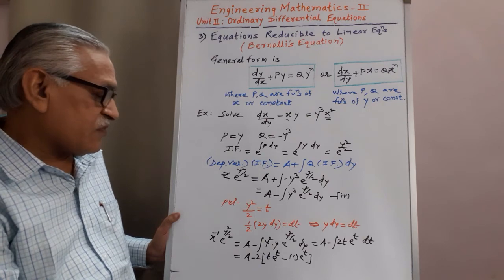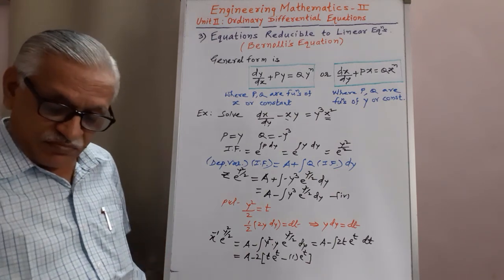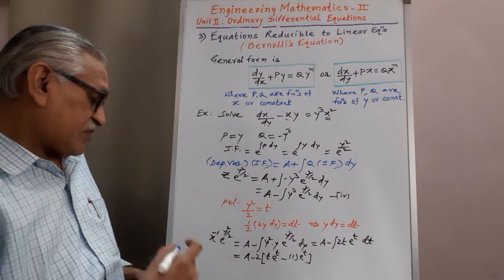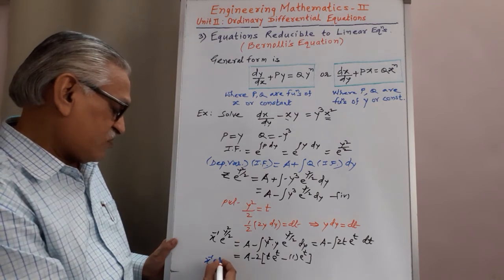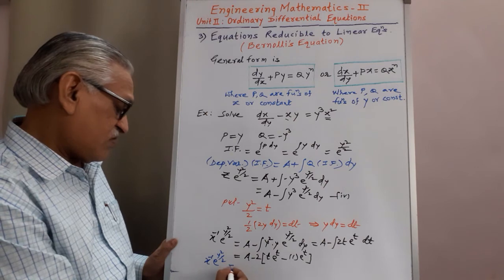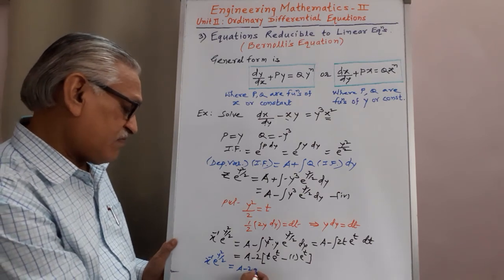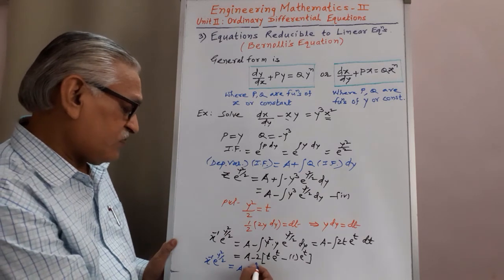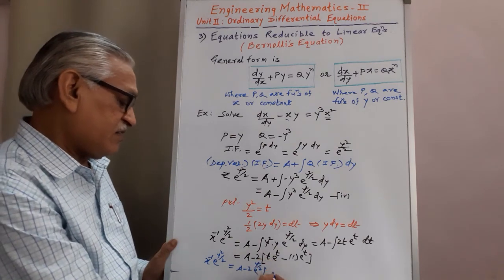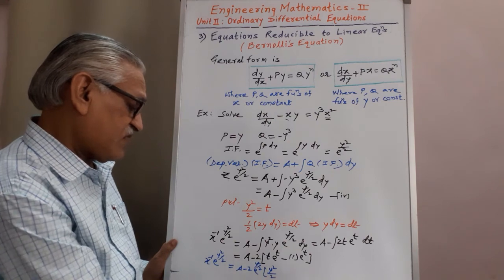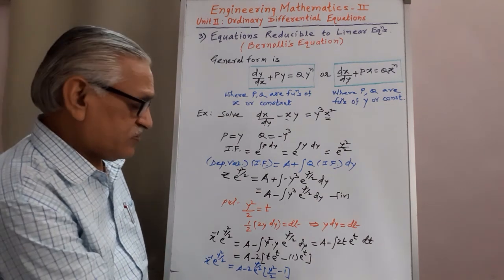And then substituting the value of t we get the required solution as, here it is x raised to minus 1 e raised to y square by 2 is equal to A minus 2 times e raised to t, we can take common, but t is y square by 2, multiplied by t, y square by 2 minus 1, is the required solution.